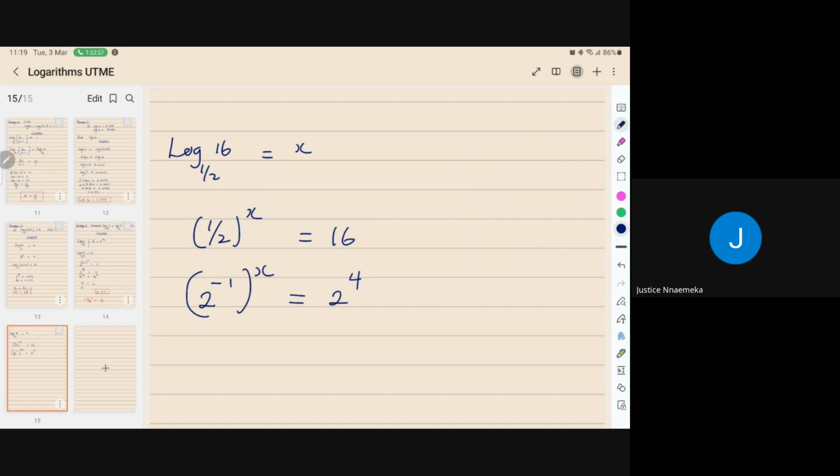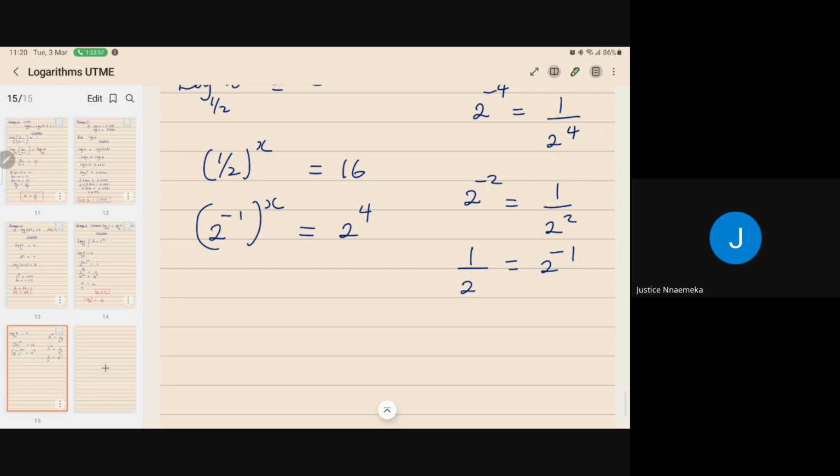Now the law of negative index says if you have something like 2 raised power minus 4, it simply means 1 over 2 raised power 4. 2 raised power minus 2 is something as saying 1 over 2 raised power 2. So therefore, 1 over 2 is something as saying 2 raised power minus 1. Law of negative index. Does it make sense now? Good. And that's exactly what I did, right?